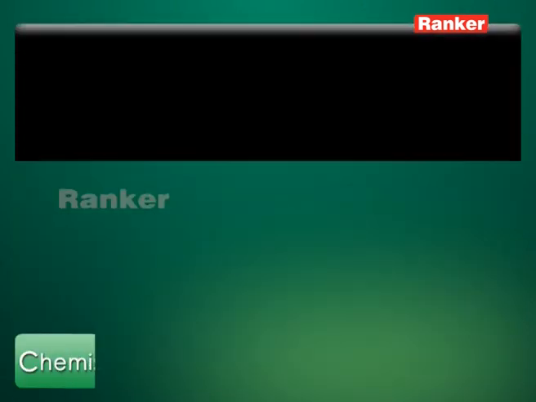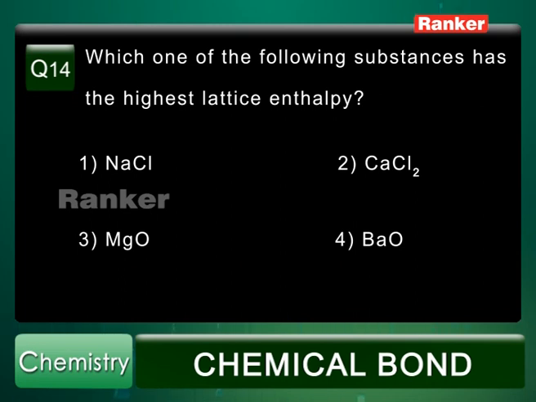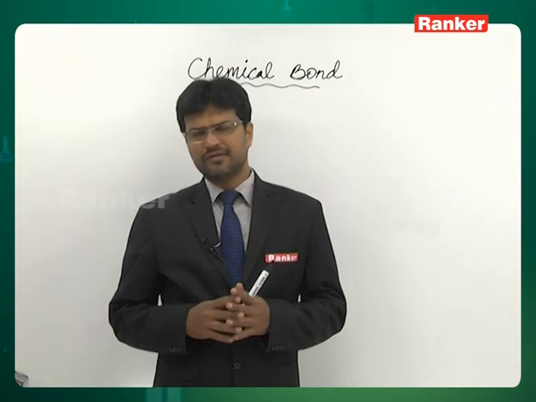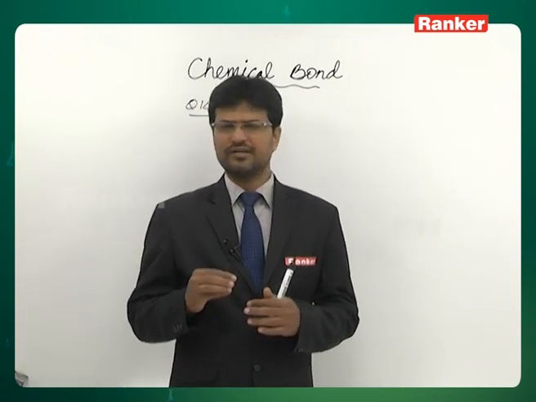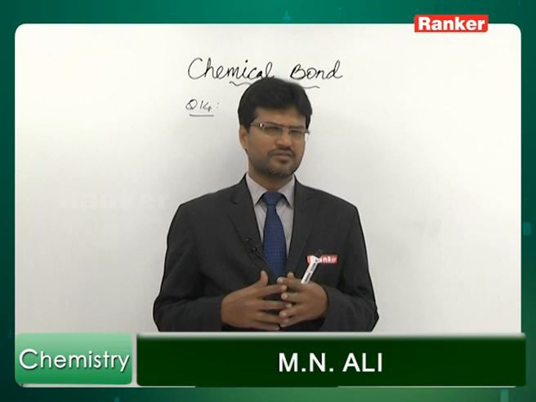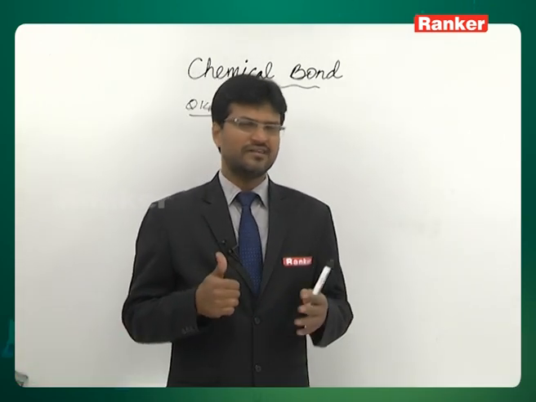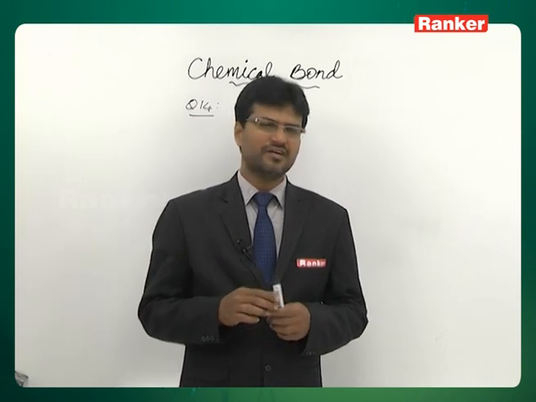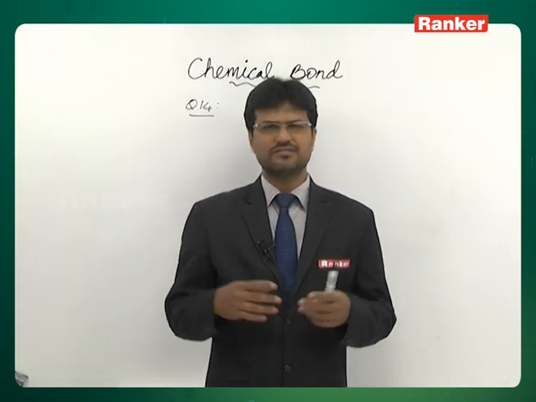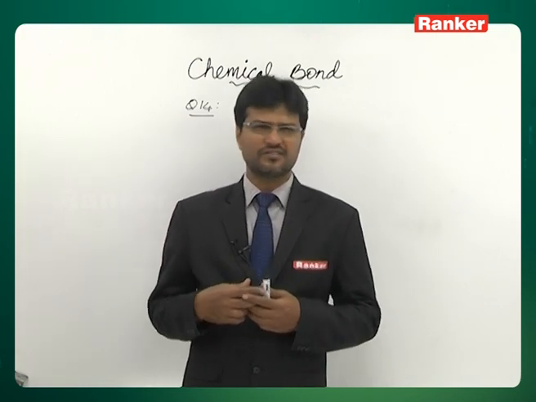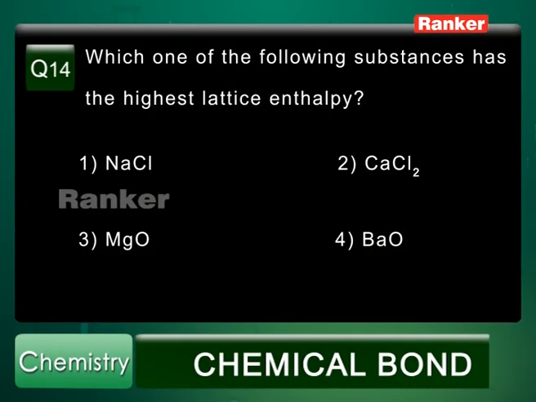Question number 14. Which one of the following substances has the highest lattice enthalpy? See, look at the options. First option NaCl, second option CaCl2, third option MgO, fourth option is BaO. Lattice enthalpy depends upon the size of the cation and size of the anion. Of course, it depends on the magnitude of charge also. If you consider size and charge, the smallest size and highest charge is there in magnesium oxide, MgO. Mg2 plus and O2 minus attract each other very strongly because of their small size and high charge. So the correct answer is third option, MgO.